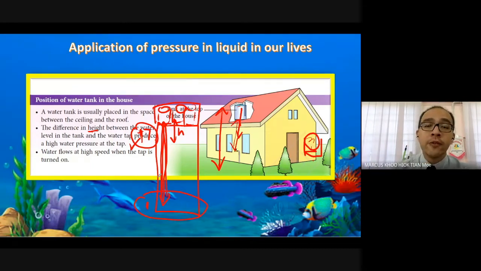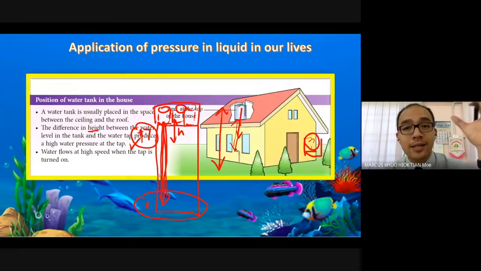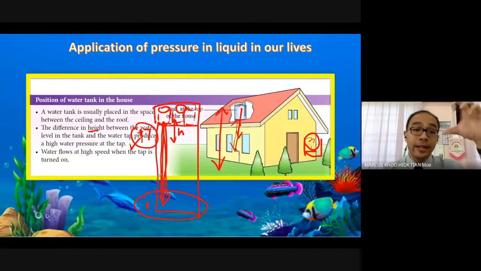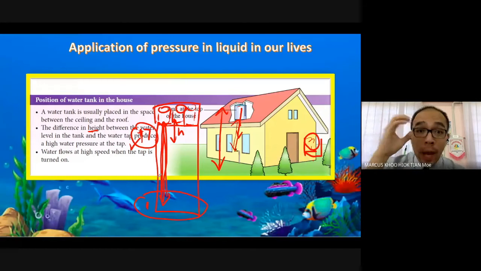If you're on the 17th floor, if the water is not much, it's really sad. The water will be like, oh why is the water dripping, not flowing out? Okay, because of the height difference. So height difference, where you put the tank in your house, is very important.